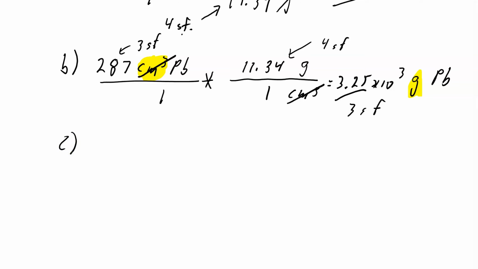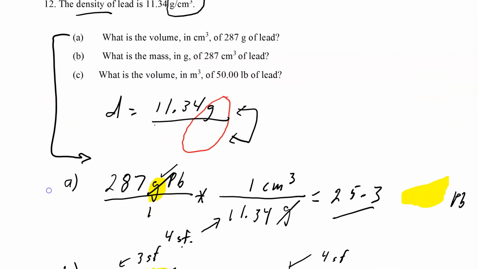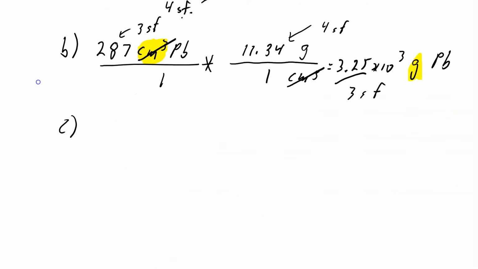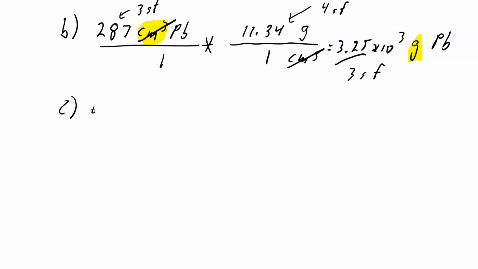In part C, we're being asked for the volume in cubic meters of 50 pounds of lead. We got 4 significant figures on that 50 pounds. So again, that is our starting point. We write our 50.00 pounds of Pb, that's over 1. Our answer is going to be in cubic meters of lead.